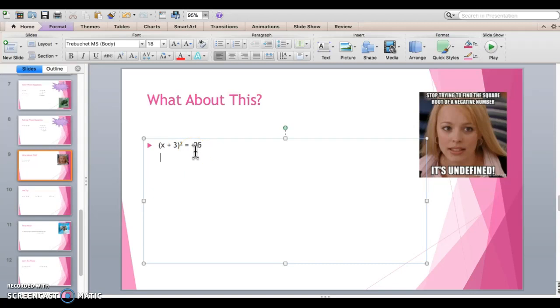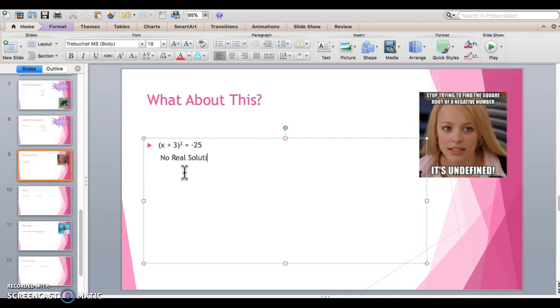So since that number doesn't exist, what's that going to tell us about taking the square root of this number? Well, that wouldn't exist either. So we could not solve this. This is a problem that does not have a real answer. So we're going to say no real solution.